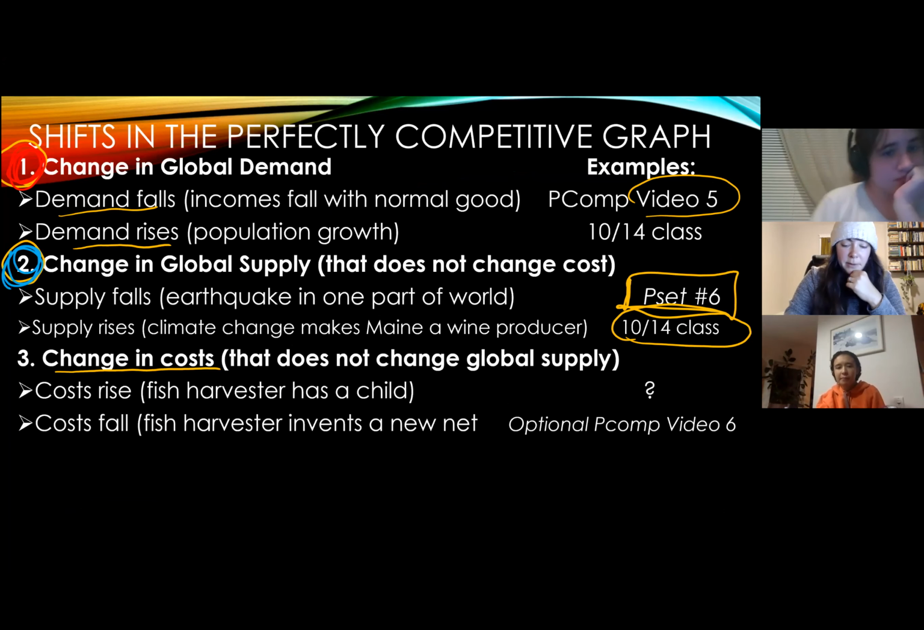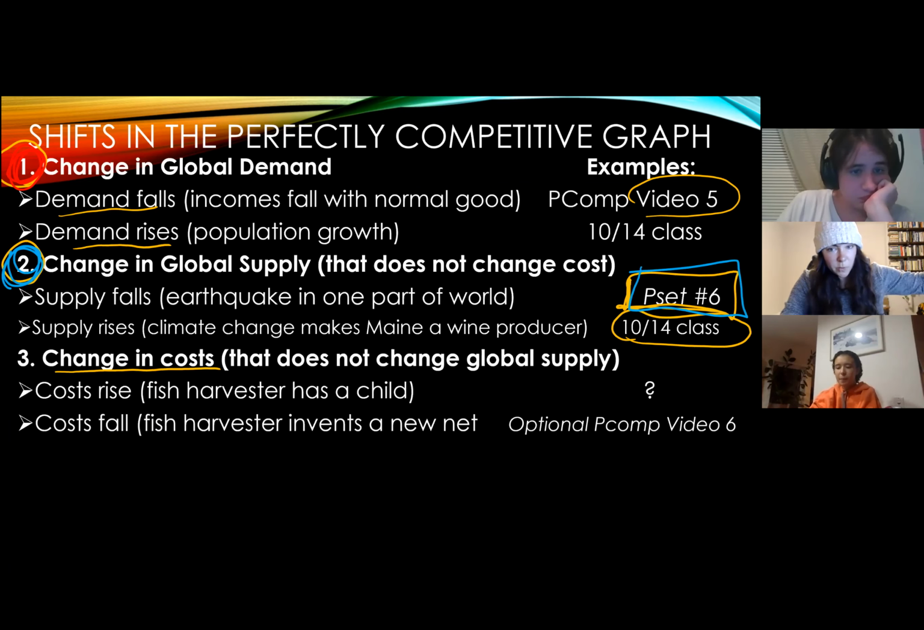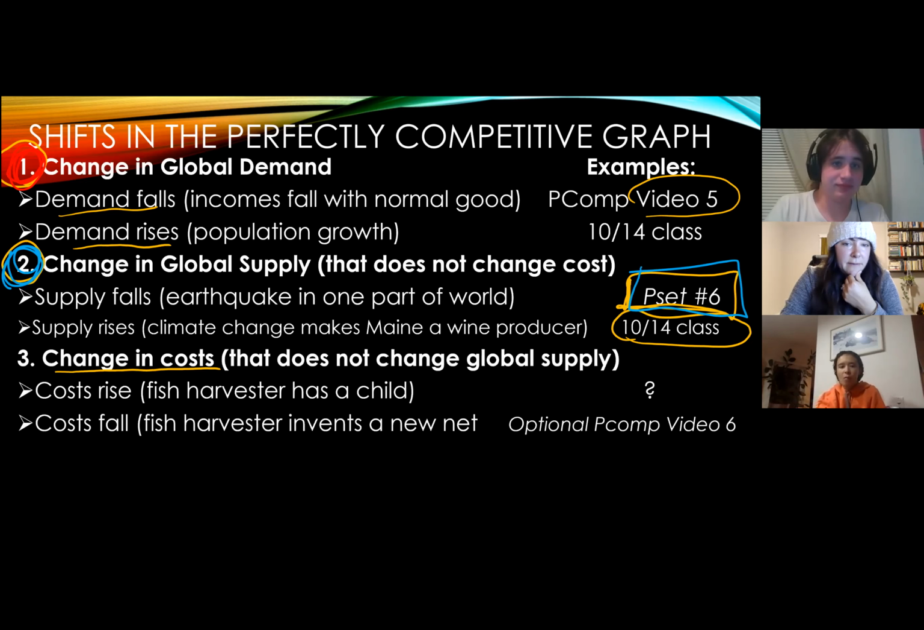So I think the example on the problem set was something like an earthquake in one part of the world that doesn't affect your seller. Or you could have the global supply go up, but not the individual's cost. That was the example we did together in class. Or you could have a change in cost that doesn't change global supply.